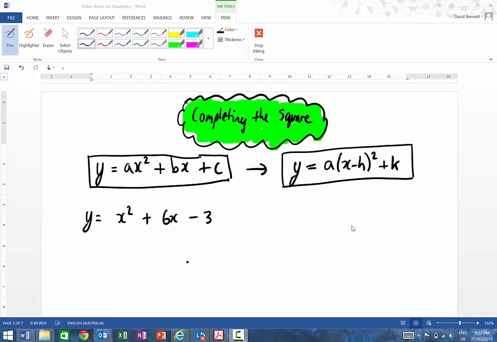Today we're going to be looking at a process called completing the square. What completing the square does is simply take an equation which is maybe in the form y equals ax squared plus bx plus c, and allows you to get the equation in this other form. This other form is really useful because if you've got it in this form, it's really easy to sketch that particular function because you know the vertex point, and that's a really useful thing to do. So that's the key concept of what we're trying to do.